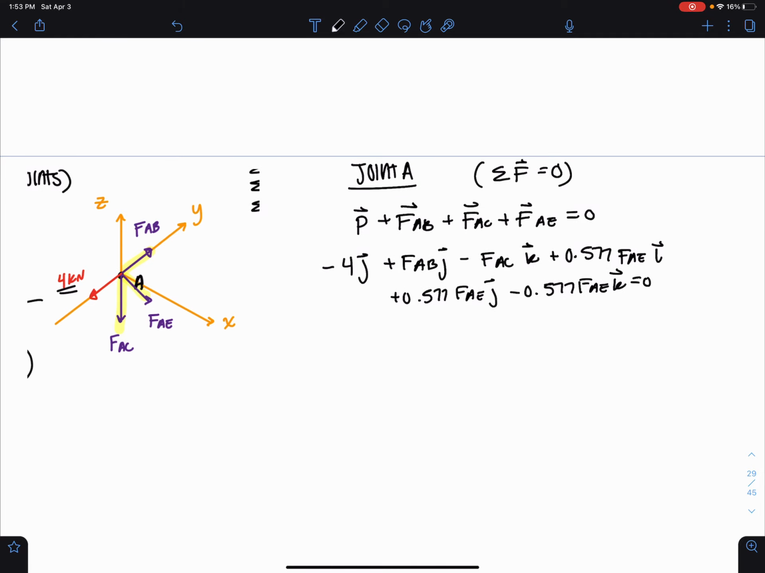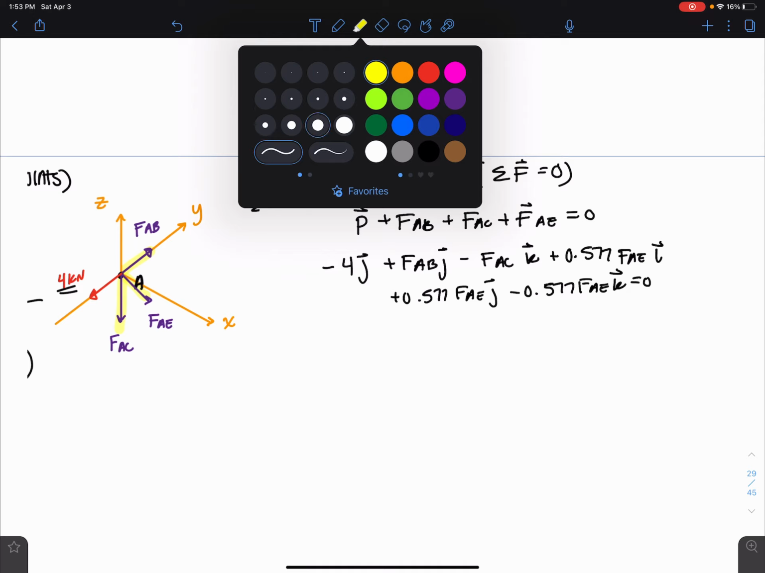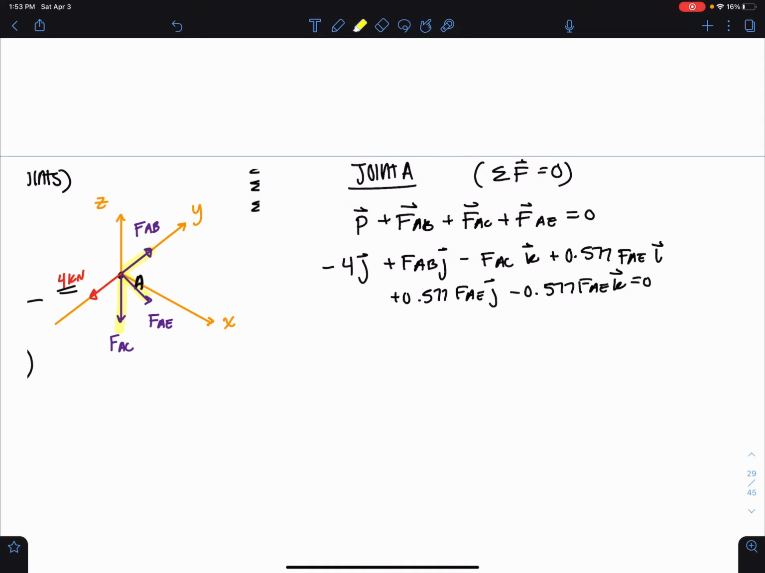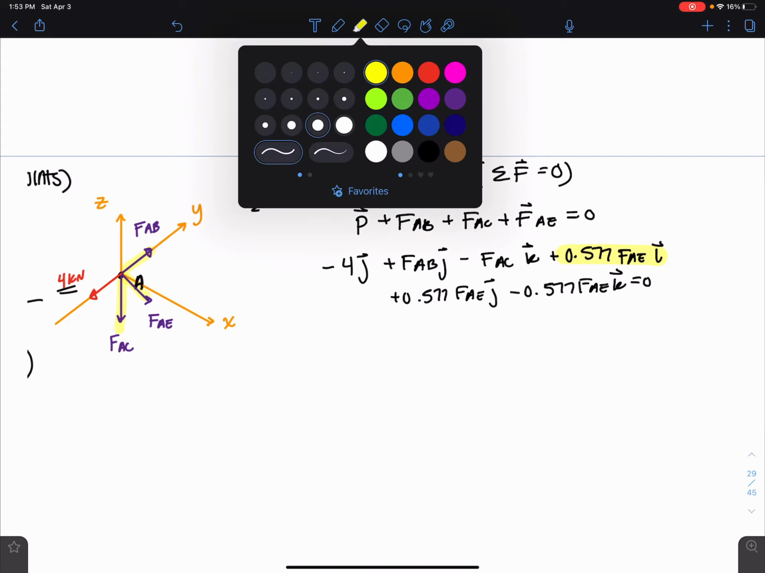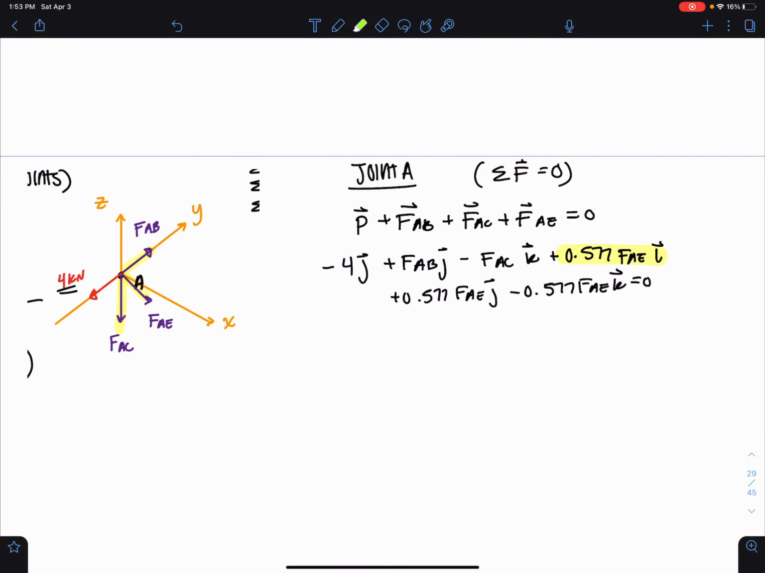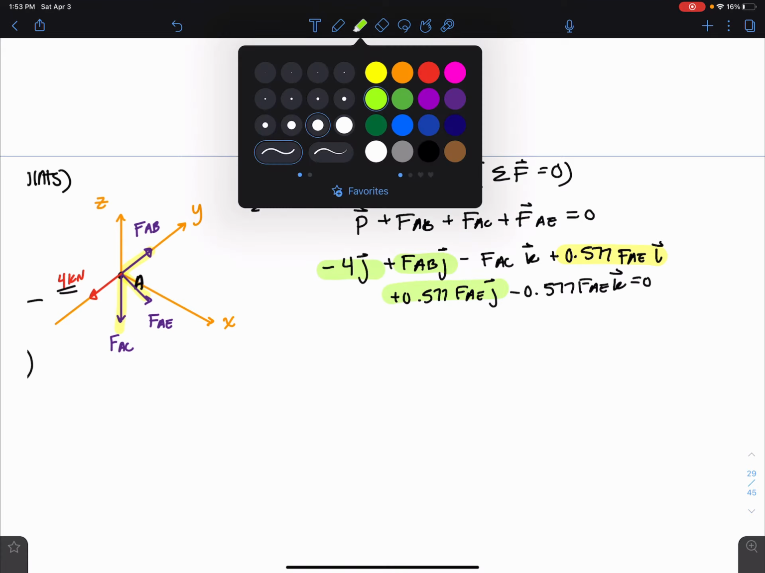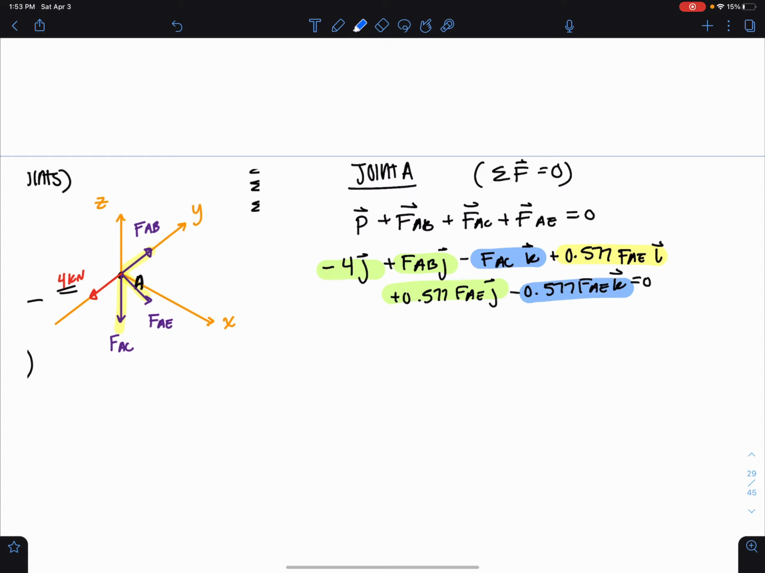Now I'm going to go ahead and highlight here. So let's highlight all the i's, that's pretty much the only i I have. We'll use green here for the j's, and we'll use blue for the k. And now we can separate those 3 terms. So we can say the sum of forces in the x direction has to be 0. And I pretty much just have the yellow highlighted portion. So I get FAE is equal to 0.